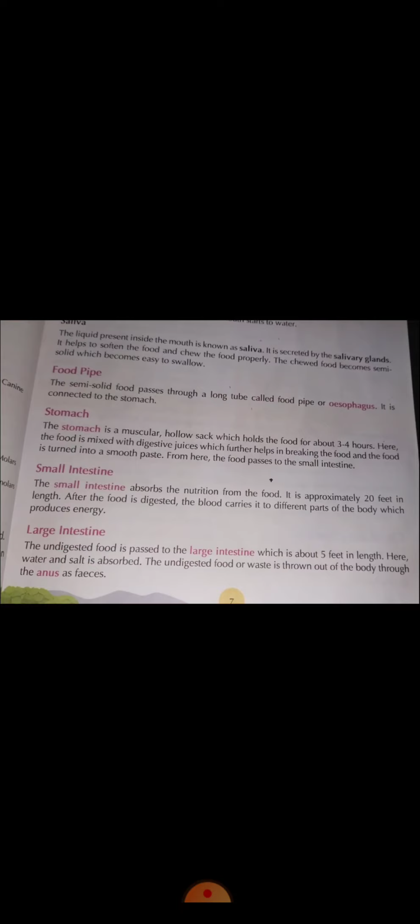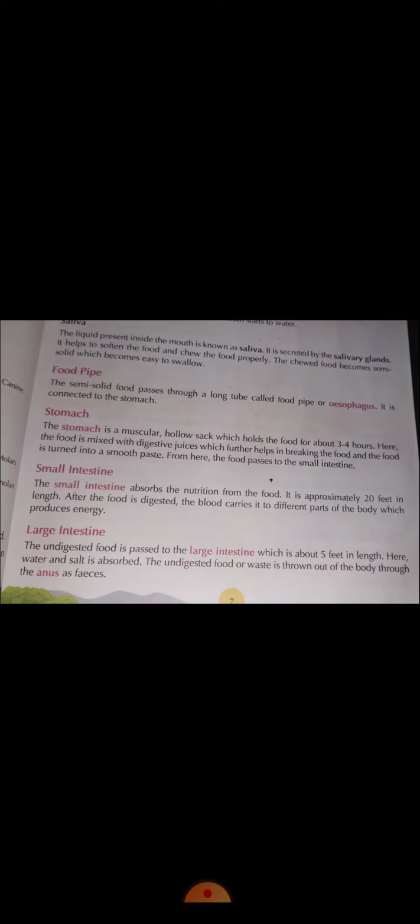The small intestine absorbs the nutrition from the food. It is approximately 20 feet in length. After the food is digested, the blood carries it to different parts of the body, which produces energy. So what is the function of the small intestine? It absorbs the essential nutrients from the food. This small intestine is 20 feet, but because it is coiled, rounded up, it doesn't look that long. But the length is 20 feet.